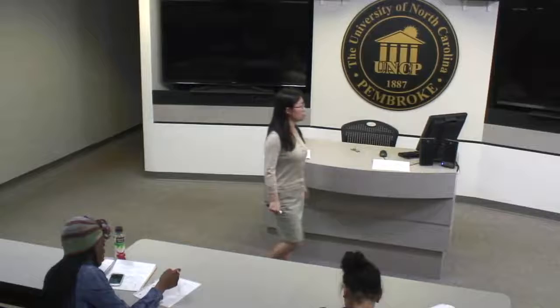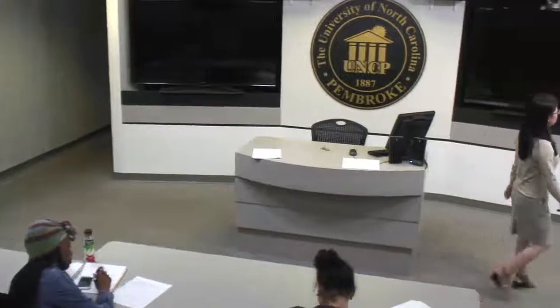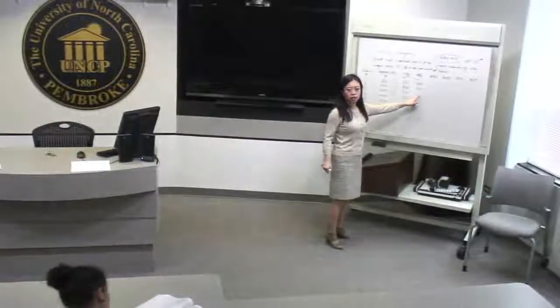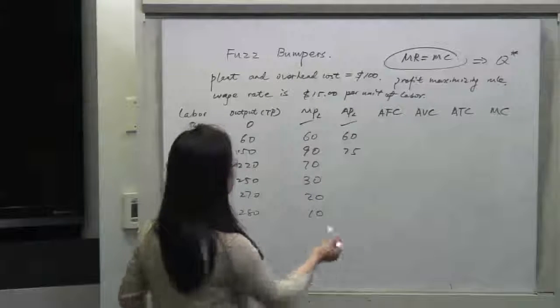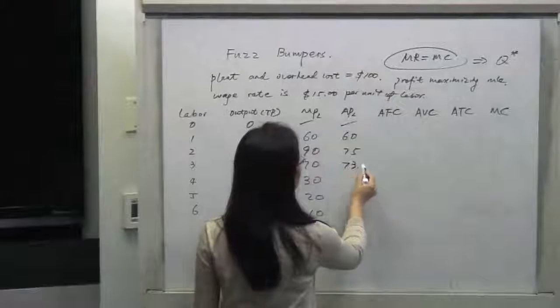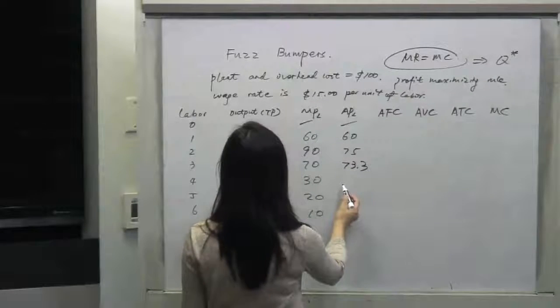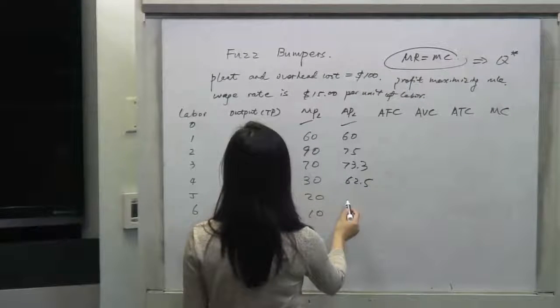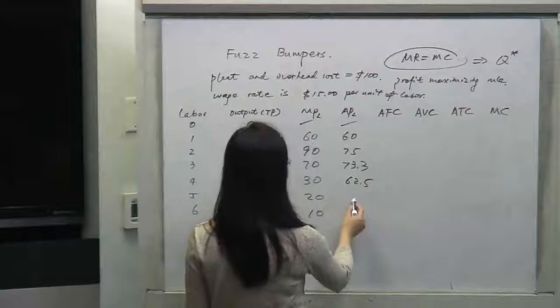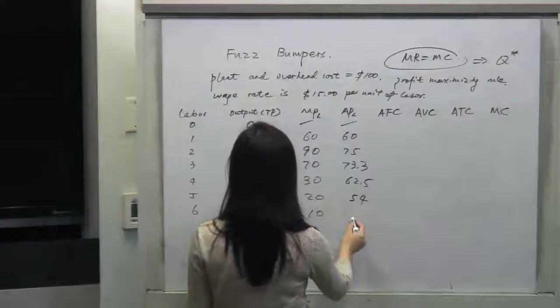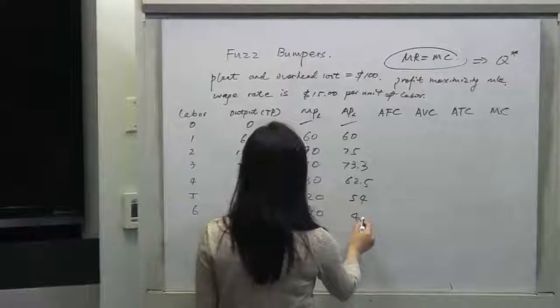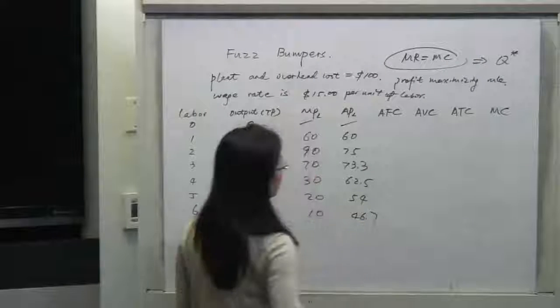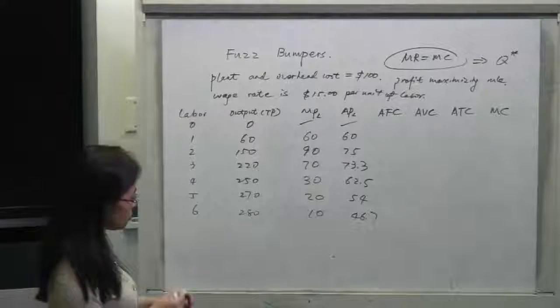It shouldn't be difficult. For the third, I have the first two. What's the third one? 73.3. The next one? 62.5. The next one? 54. The next one? 46.7. Okay, good.